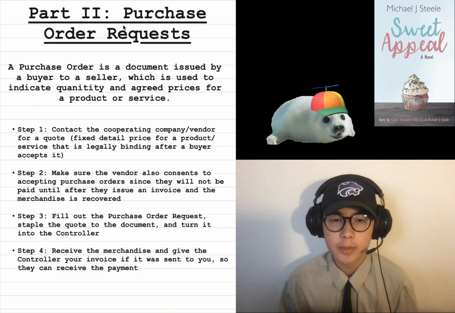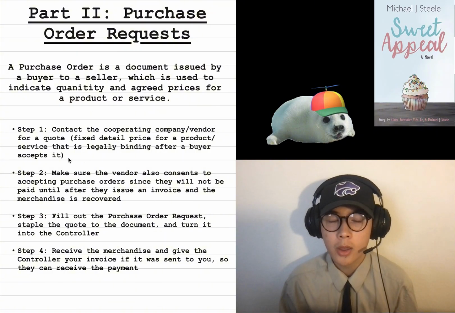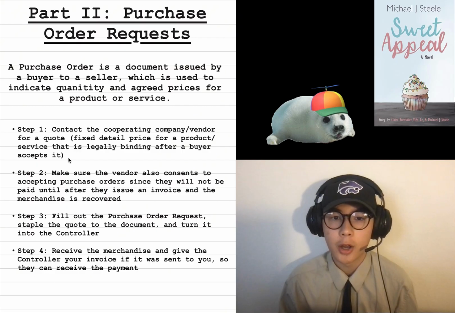The second thing I'm going to be discussing today is purchase order requests, which are documents that a buyer issues to a seller to determine an agreed price and quantity for a product or service. For this process, you need to contact your cooperating company or vendor for a quote, which is a fixed detailed price for a product or service. You also need to make sure the vendor consents to accepting purchase orders, since they won't be paid until after they issue an invoice and the merchandise is received.